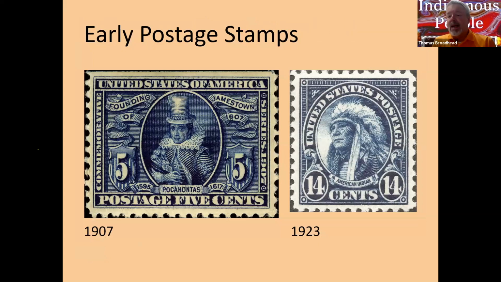So these are two of the stamps that were mentioned in the video. The Pocahontas stamp of 1907 for the 300th anniversary of the founding of Jamestown. And then the 14-cent definitive from the 1922-23 definitive series, showing also a historical figure, Chief Hollow Horn Bear.